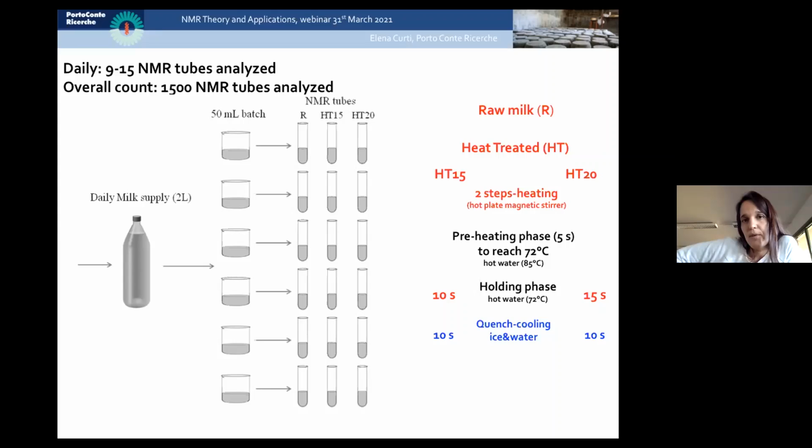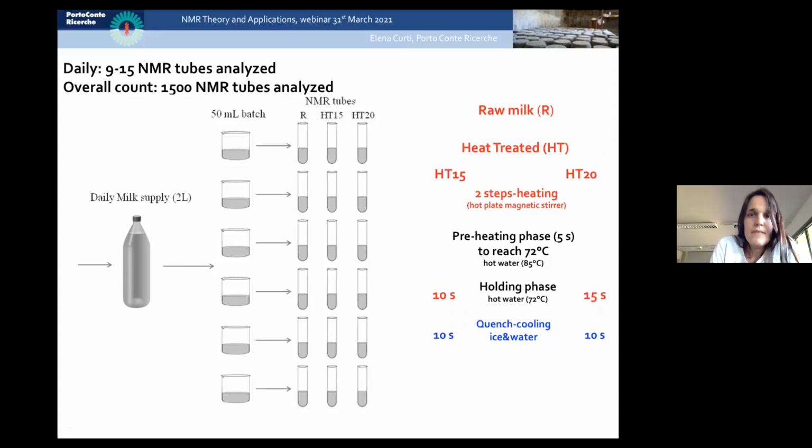Okay, so one sample was raw milk without any further treatment, and 2 samples were heat treated for 2 different times, 15 and 20 seconds. I will call these samples R, HT15 and HT20. Over the entire time of these studies, we collected almost 1,100 samples, which I think is a pretty large number.